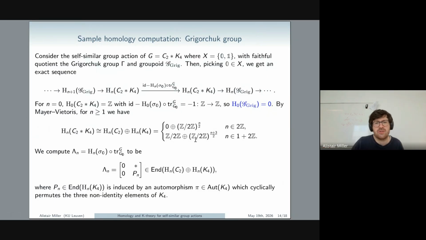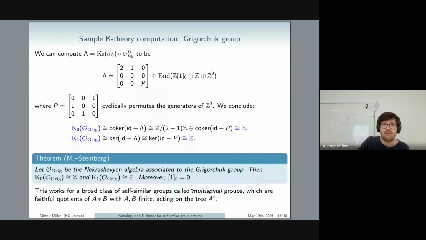It's a bit ugly though, so I'll just write it as the homology of the group like this because it's sort of easier to keep track. And then what we can do is we can just see that this composition of the transfer map and the map induced in homology by this virtual endomorphism is explicitly this matrix, where again, this P matrix is induced by this 3-cycle automorphism of the Klein-4 group. So this is the analog of the matrix of 1s and 0s we had for K-theory, this one over here.